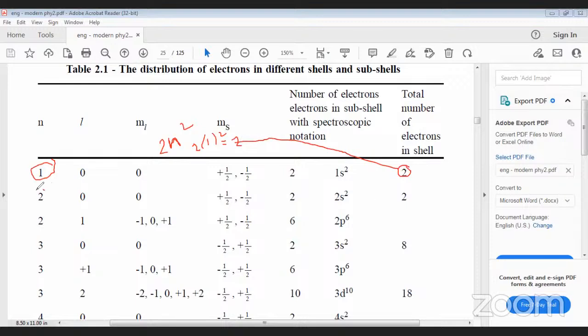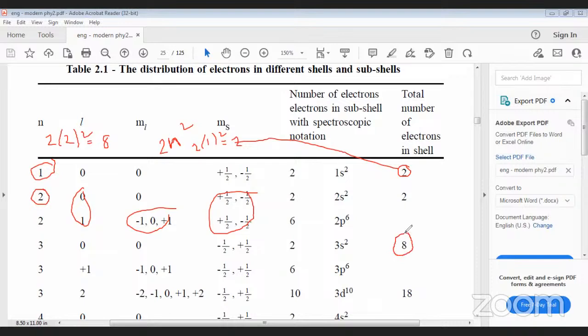Next, if n equals 2, the l values are 0 and 1. What are the m_l values? 0, minus 1, plus 1. But the spin values are the same, m_s plus and minus half. You can calculate: n equals 2 means 2 into 2 square, 2 twos are 4, 4 twos are 8 electrons.